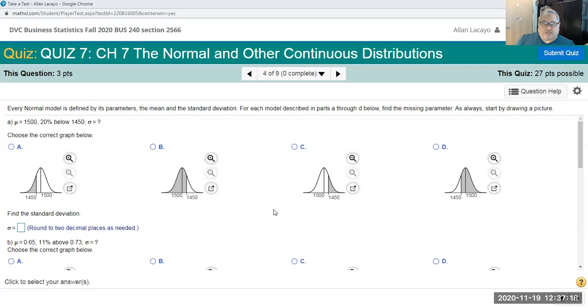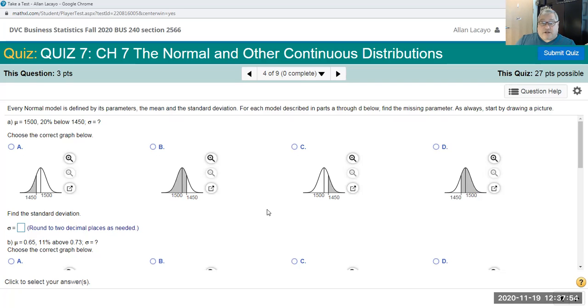The particular question in this video is a problem where, in a normal model, you're given a probability, you are given a value of a normal random variable, and you're also given either the mean or the standard deviation of the problem at hand. And then you are to solve for the remaining missing parameter. The two parameters of a normal model that are usually given are the mean and the standard deviation.